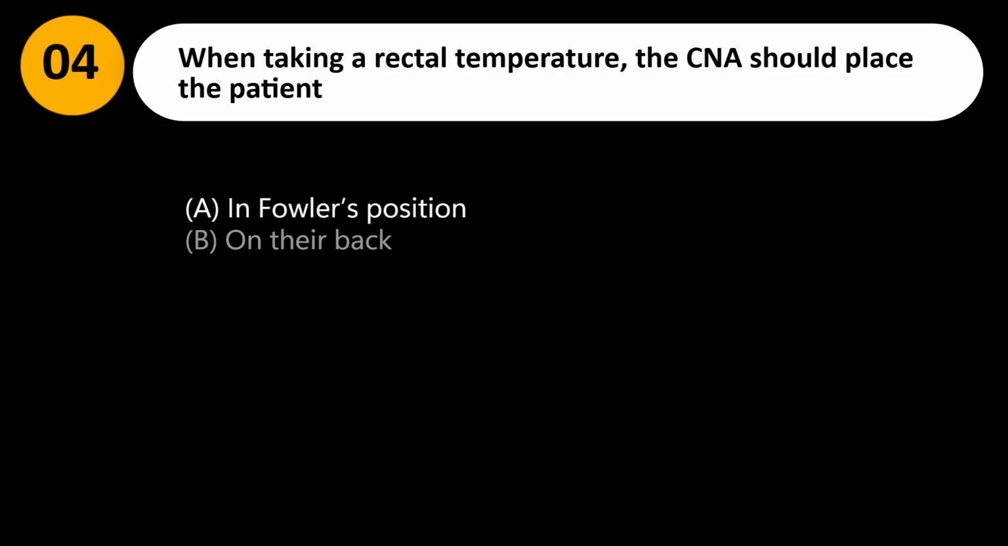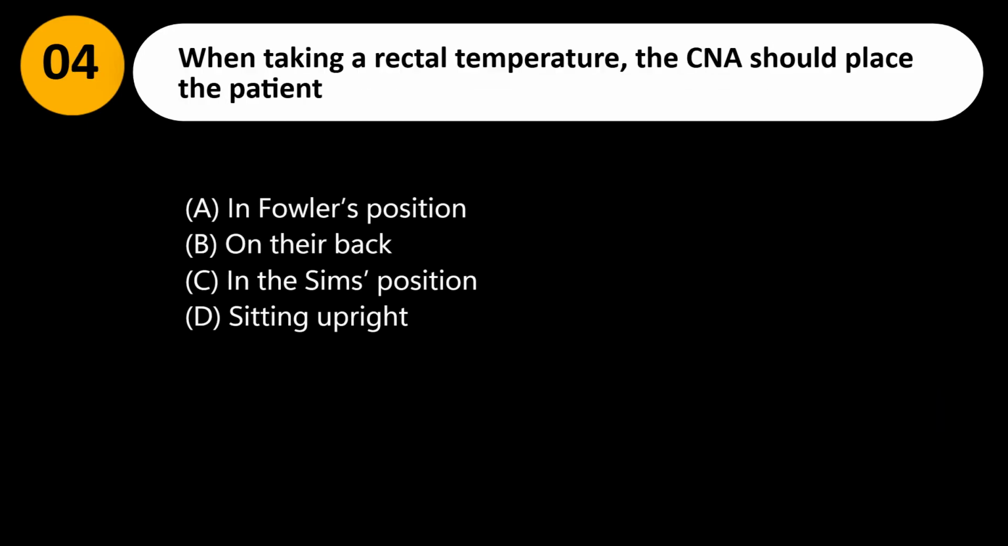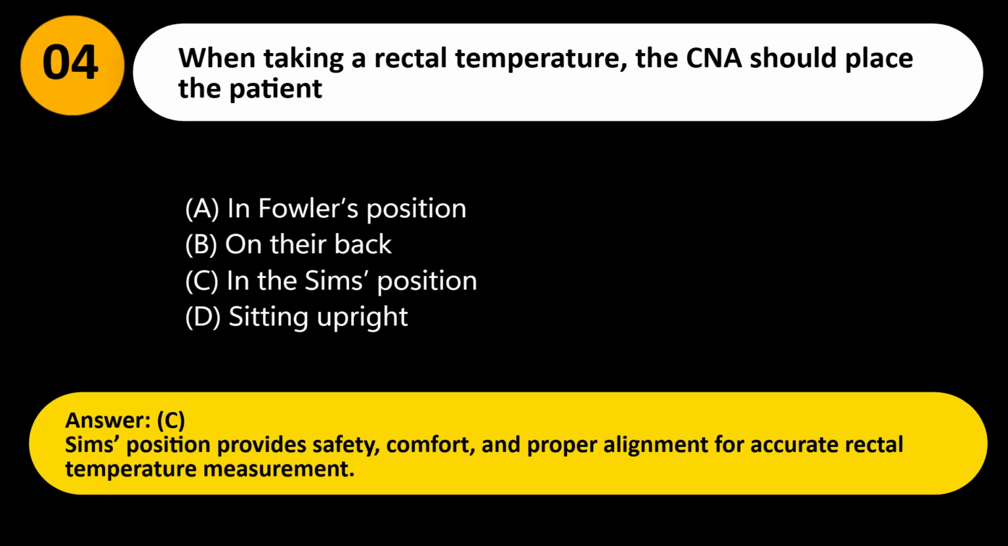When taking a rectal temperature, the CNA should place the patient A. In Fowler's position. B. On their back. C. In the Sims position. D. Sitting upright. Answer: C. Sims position provides safety, comfort, and proper alignment for accurate rectal temperature measurement.